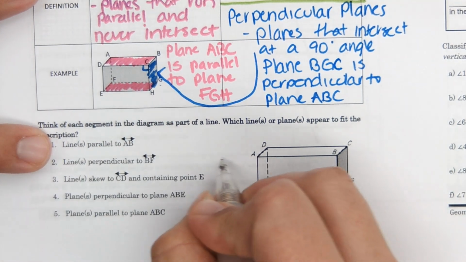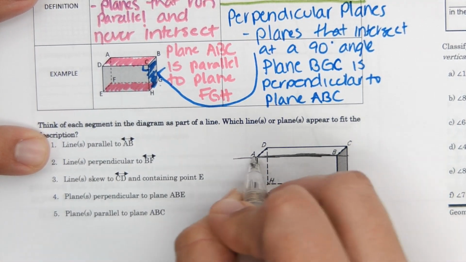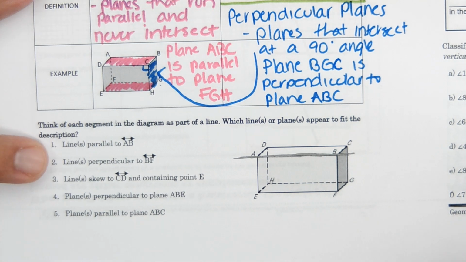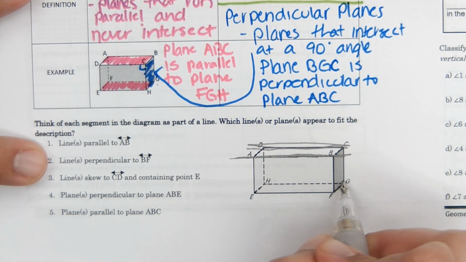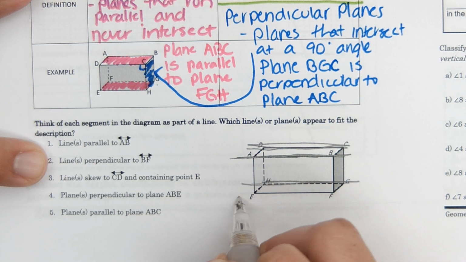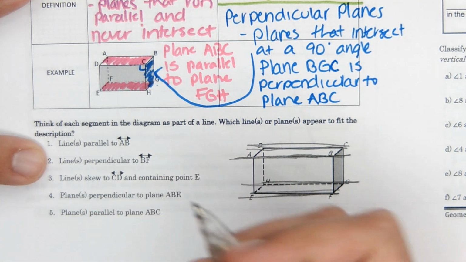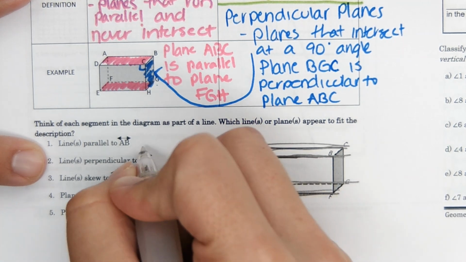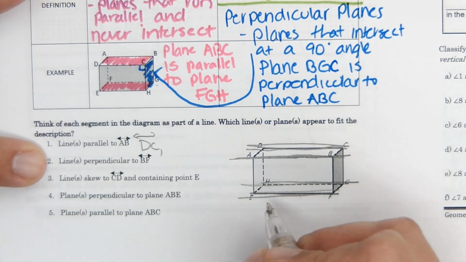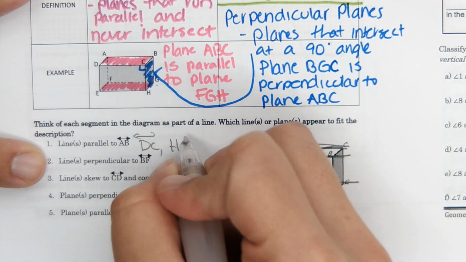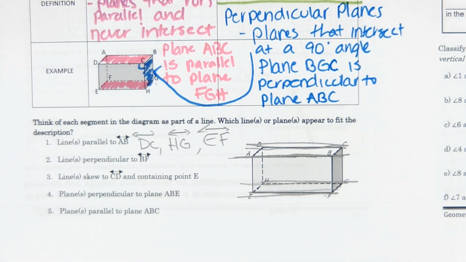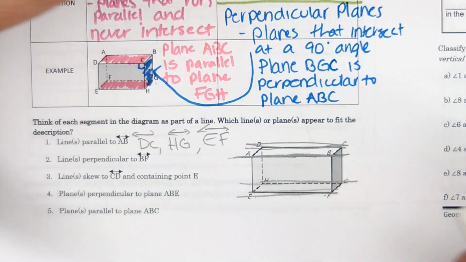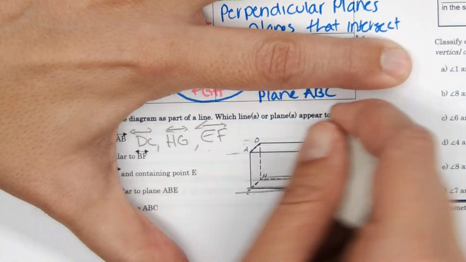It says lines parallel to line AB. So here is line AB right here. Lines parallel to that would be line DC, line GH, and line EF. So I'm going to write that down. So parallel to AB would be line DC, HG, and EF.